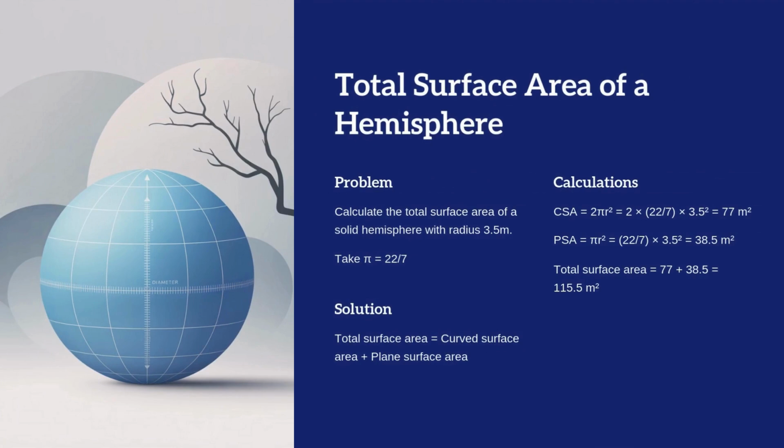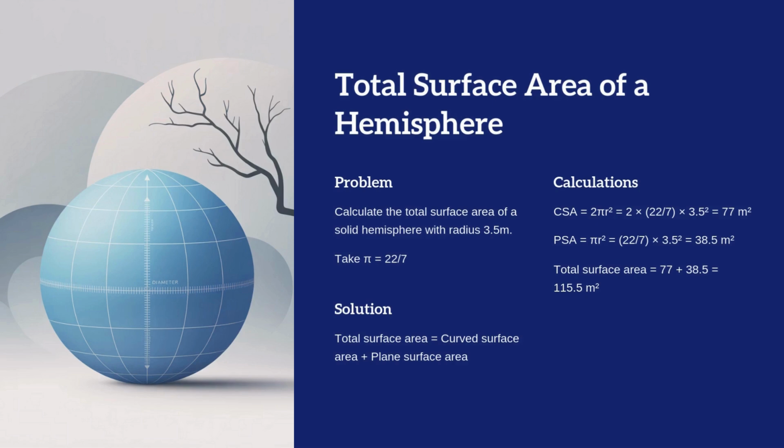Total surface area of a hemisphere. Problem. Calculate the total surface area of a solid hemisphere with radius equal to 3.5 meters. Take pi equal to 22/7. Step 1. Recall the formula. The total surface area of a hemisphere equals the curved surface area plus the plane circular base area. This is because the solid hemisphere has both a curved portion and a flat circular face.